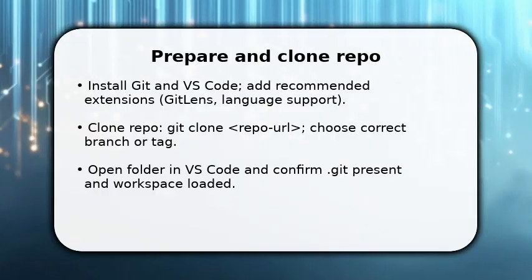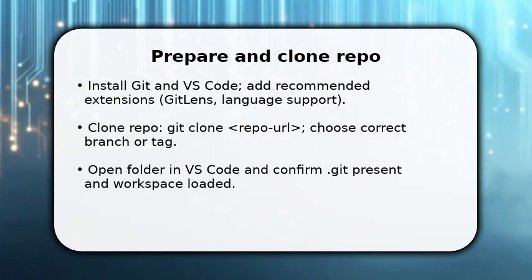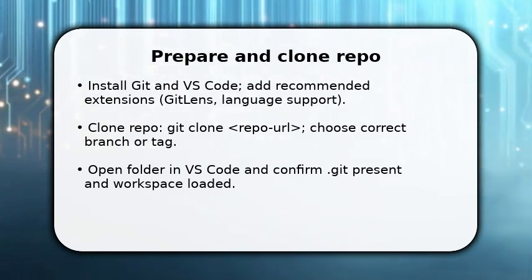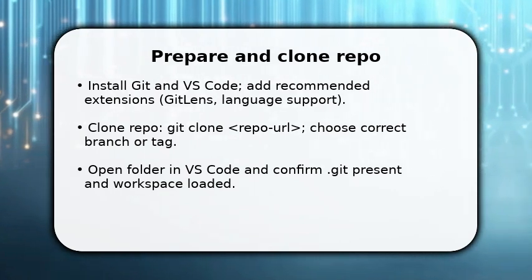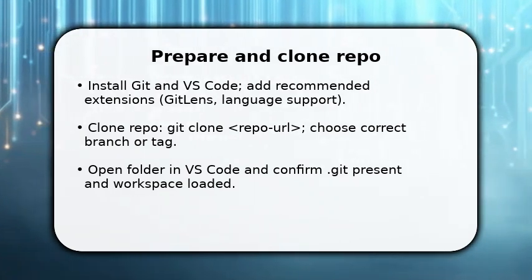You start by ensuring Git and Visual Studio Code are installed and extensions added. Once done, clone the repository with git clone and pick the right branch. This puts the project files on your disk.